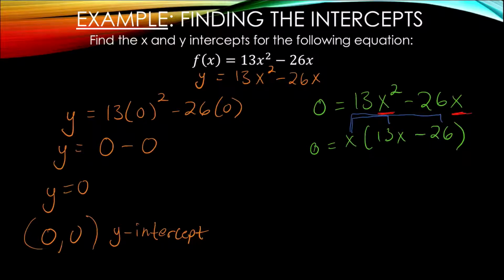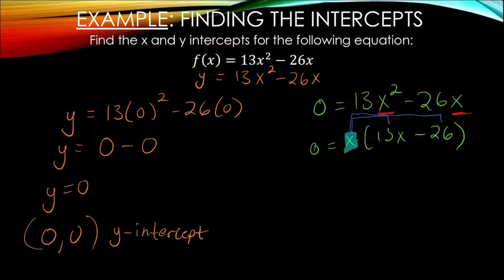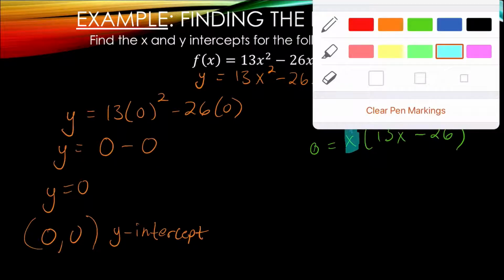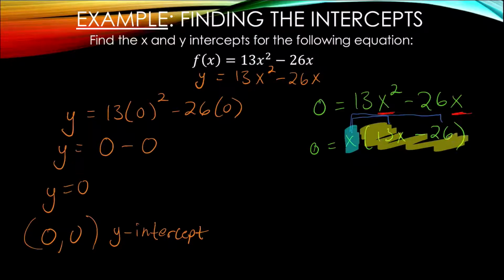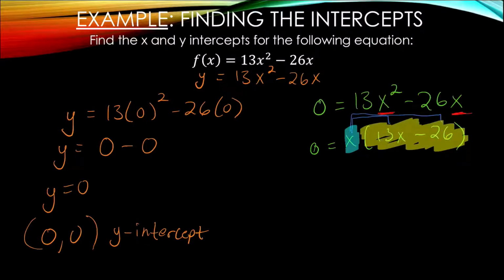Okay, now that I have this, I can really separate this into two separate parts. I can say what makes this part 0 and what makes this part 0, because I need each of them. If one of them is 0, when they multiply against the other part, it has to be 0 as well. So for this one, I have 0 equals x, and I have 0 equals 13x minus 26. Well, we have one of my answers right there. X is going to be 0.